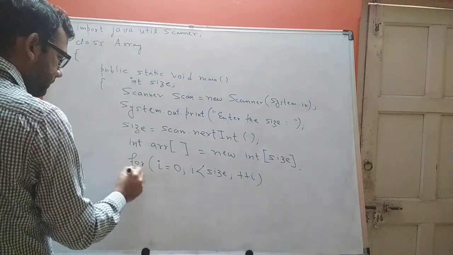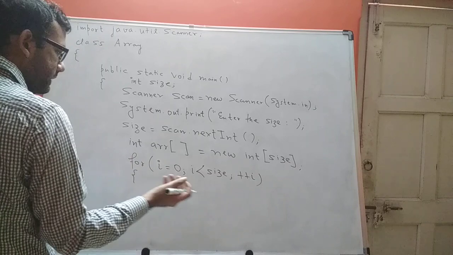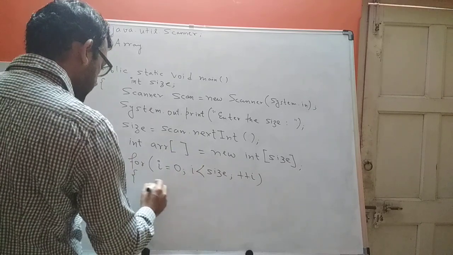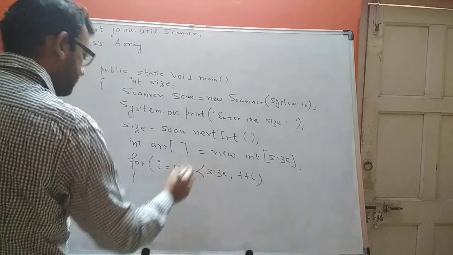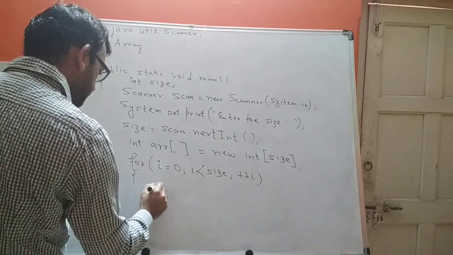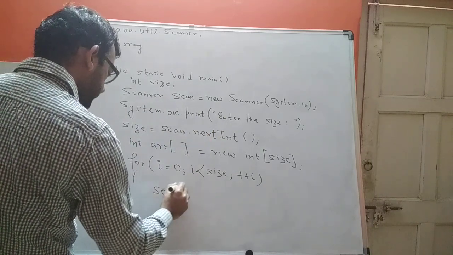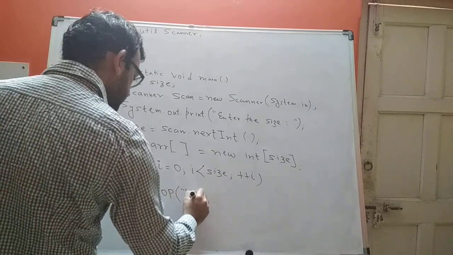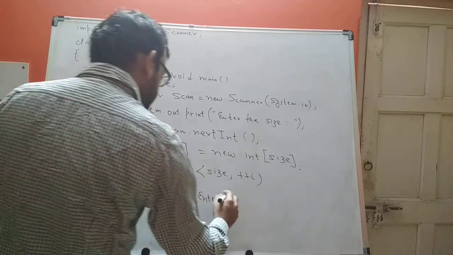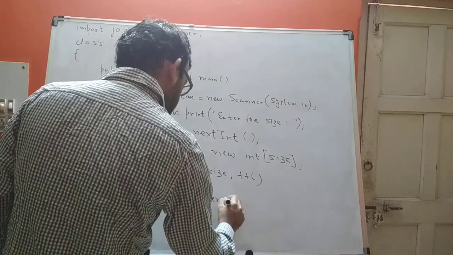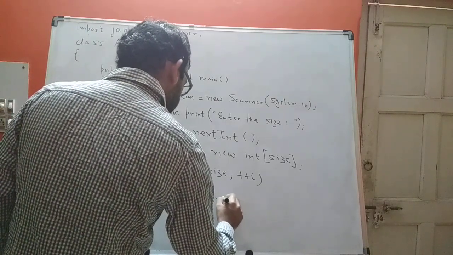Now every time this loop runs, I will accept an input from the user. So I'll ask the user, right? So instead of writing system.out.print, I'm writing SOP. Okay, I'm writing it in short. So SOP, I'll ask the user, enter, let's say, enter an element.